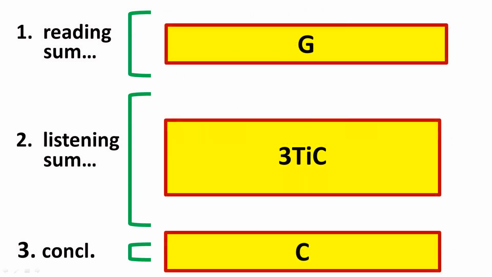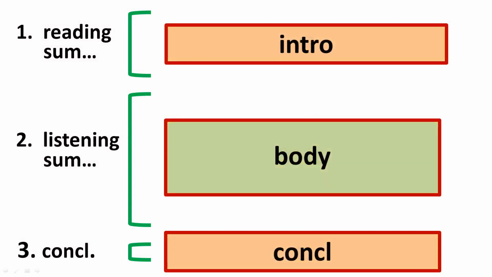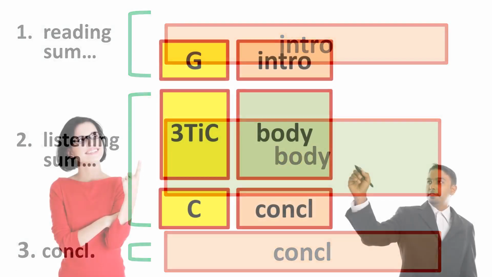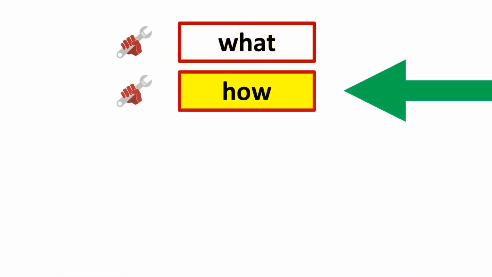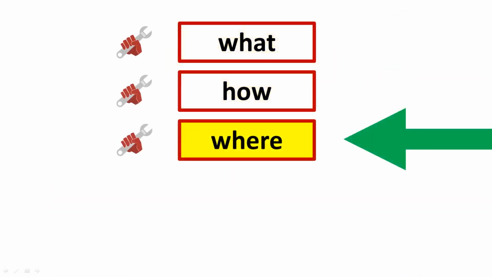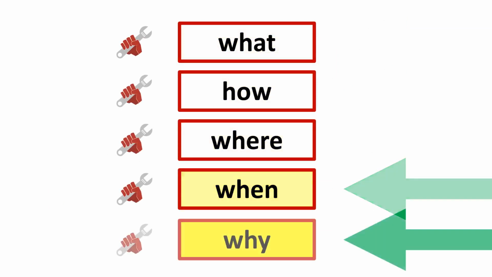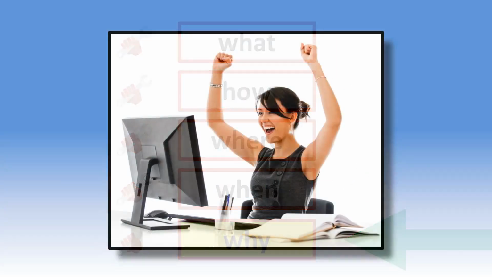As you can see, G3-C quickly and effectively maps out a short, 3-part verbal summary that integrates the reading and the listening. The speaking raters are trained to listen for this integrated 3-part structure. Using G3-C, you will know what to say, how to say it, where to say it, when to say it, and why for maximum scoring on test day.